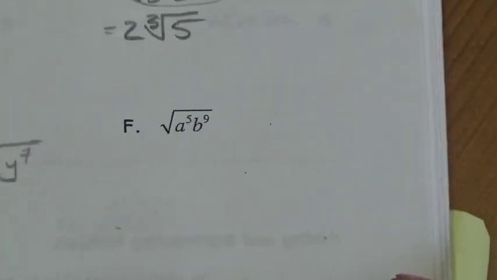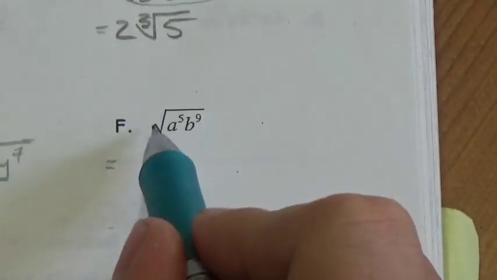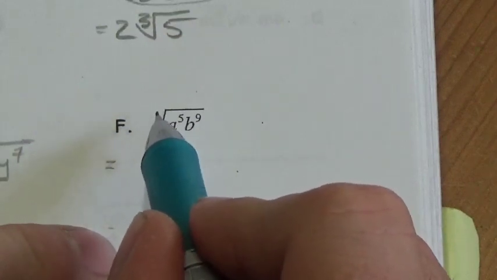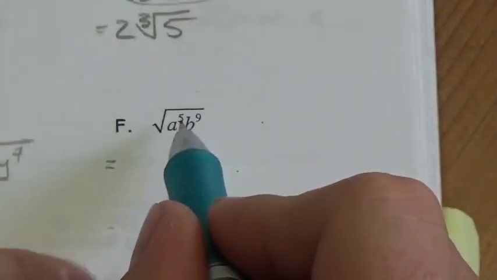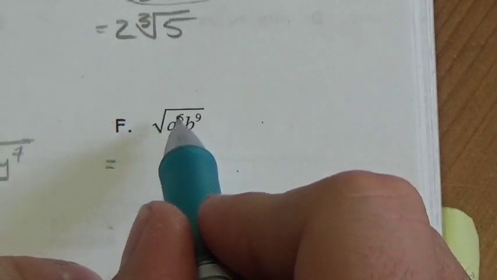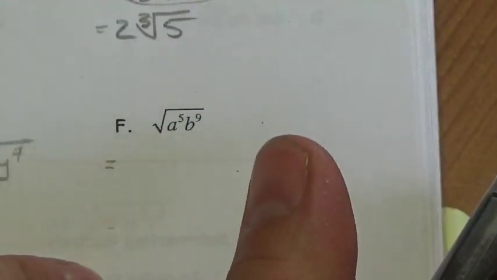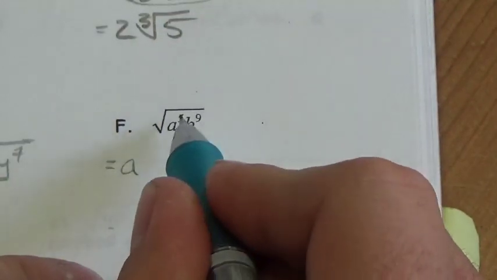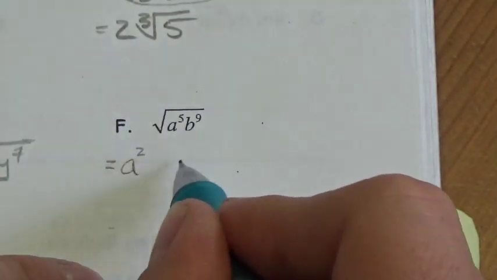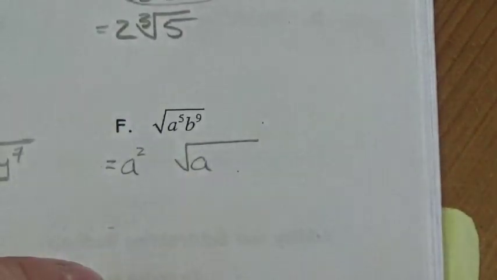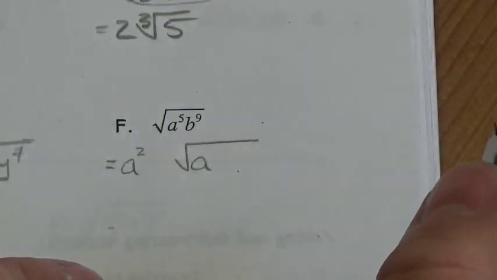Now let's focus specifically on these variables here. Remember that if the root index isn't written, that's going to be a 2. So the exponent here is 5. There are 5 a's here. I'm looking to break that up into groups of 2. So 5 divided by 2 is going to be 2 with a remainder of 1. And I'm not going to write it in this case.